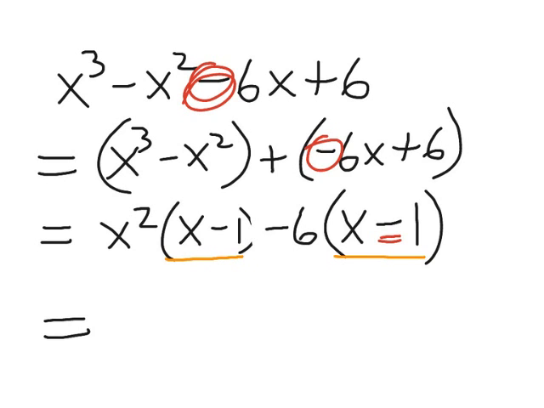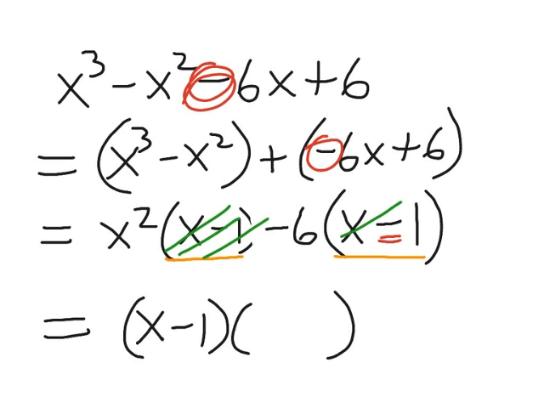All right, so here's our answer. The x minus 1 is now common in both pieces. And if the x minus 1 goes away, left over is x squared minus 6. Okay, so there's that one factored.